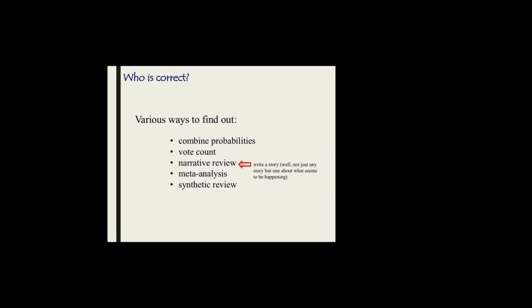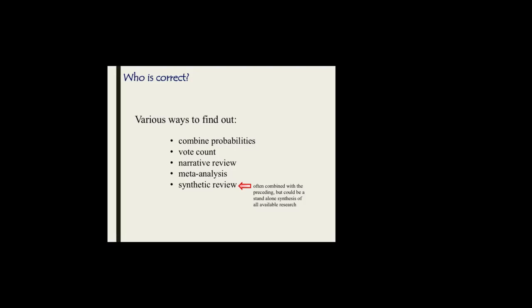You're supposed to write one that basically is, in your professional judgment, what you think is happening. There's the meta-analysis. And then there are synthetic reviews, which are often combined with the preceding, but they could stand alone. And they're typically meant to be a synthesis of all available research in a particular field.